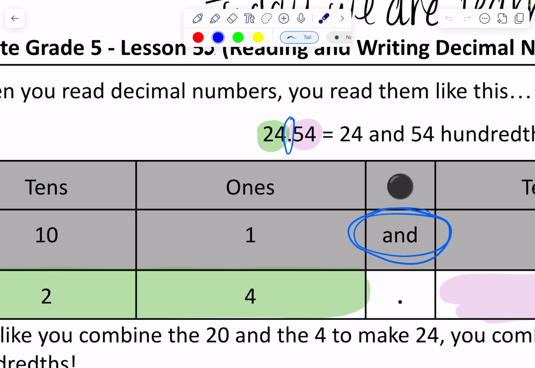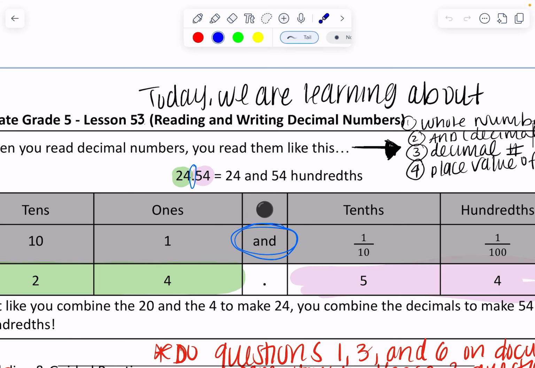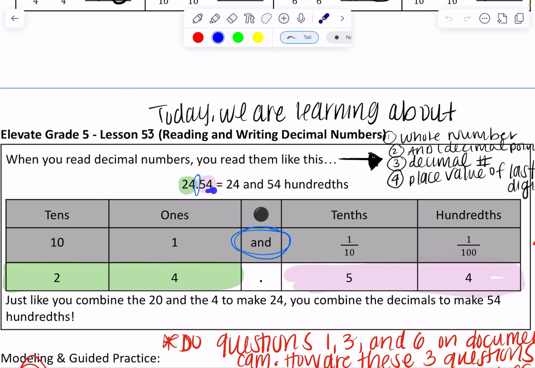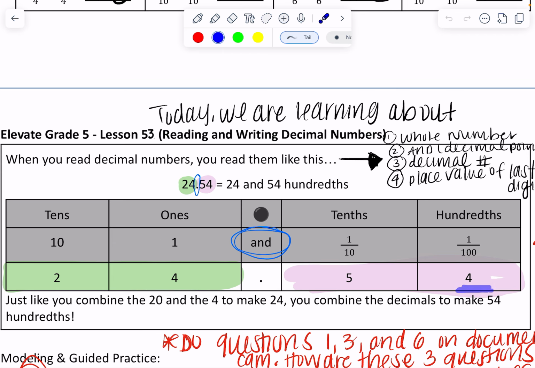And then the last step is to figure out the place value of the last digit. And this is where some students may get tripped up and can use the place value chart to help them. That last digit, that is a 4, when written in the place value chart, that 4 ends up in the hundredths place. Whatever your last digit is, you have to account for that place value when saying the number out loud. So this entire number is actually said as 24 and 54 hundredths.